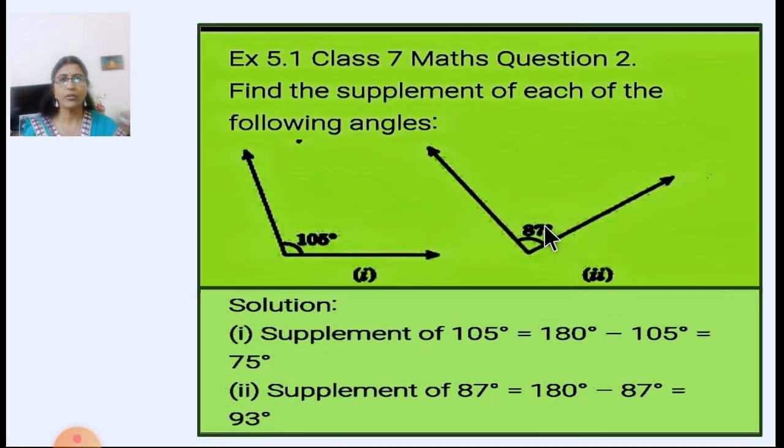Now question number 2, find the supplement of each of the following angles. So here measures of the angles are given. One is 105 degrees, another one is 87 degrees. So we'll find out the supplement of 105 degrees. As you know, the sum of two angles is equal to 180 degrees when they are supplementary angles. So 180 minus 105 degrees, you will subtract, you will get 75 degrees. Same way supplement of 87 degrees will be equal to 180 degrees minus 87 degrees, which is equal to 93 degrees. So this way you have to find out the other angle.